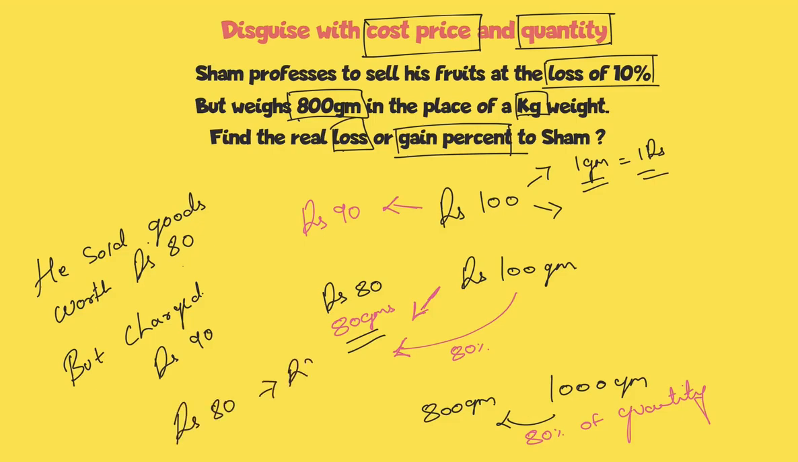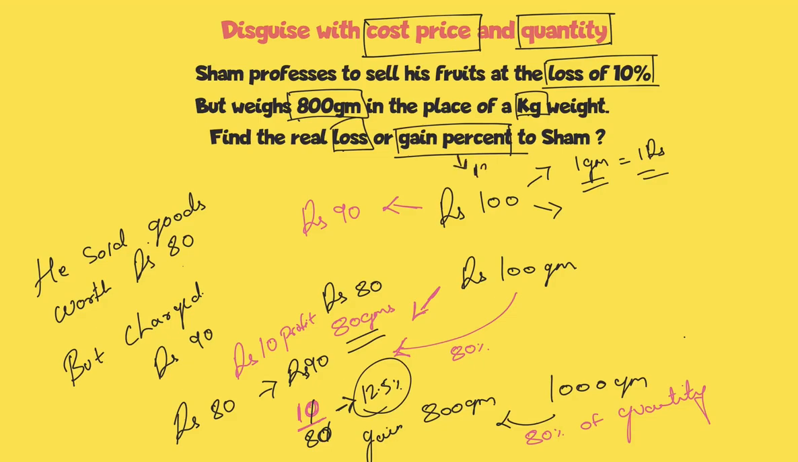So rupees 80 to rupees 90, which means it's a profit. What is he making? Rupees 10, because he gave you goods worth rupees 80 while he charged you rupees 90. So he made a profit of 10 over what? 80. 10 over 80, right? Because the cost price now is 80, selling price is 90. So he made a profit of 10 over 80. 10 over 80 is 1 by 8, which is 12.5% gain is what he is making in the entire transaction.